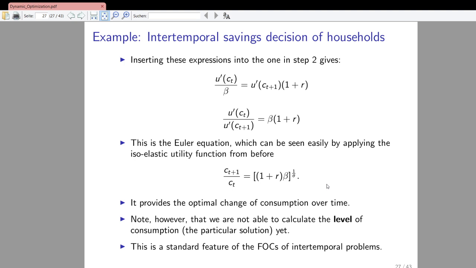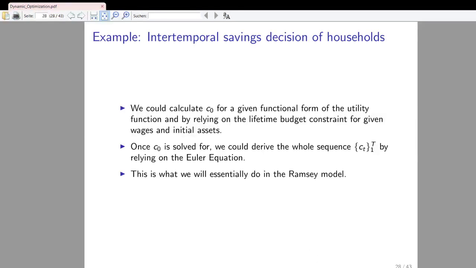However, we do not yet know the level of consumption or the optimal level of consumption. And the reason is this is the general solution of the difference equation. It's not yet the particular solution. And for the particular solution, we would need again certain initial conditions or endpoint conditions, as we will see later on in this course. So if we have a certain initial level of consumption, then we can solve for the whole sequence, and we would also know the levels. And later on, when we deal with the Ramsey-Koopmans model, that's exactly what we will do.